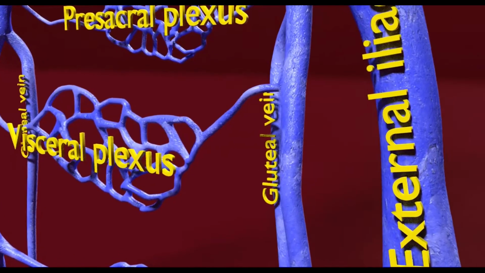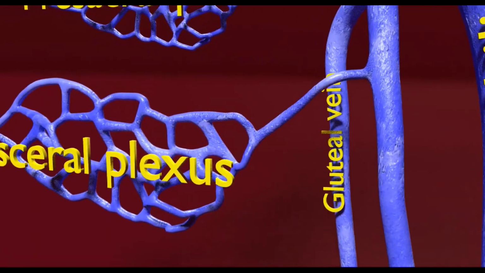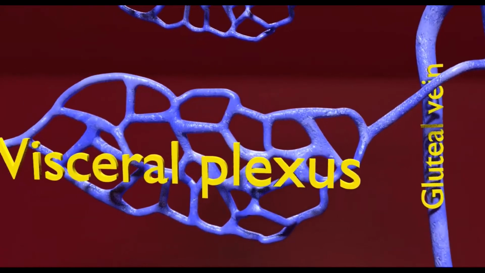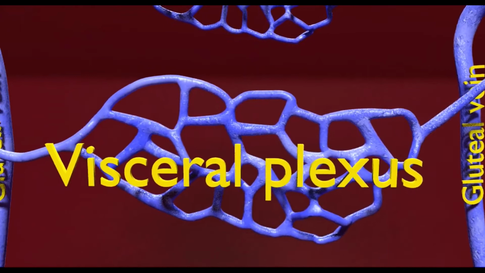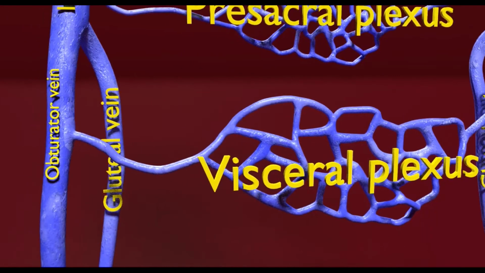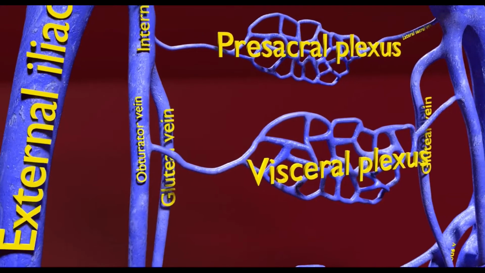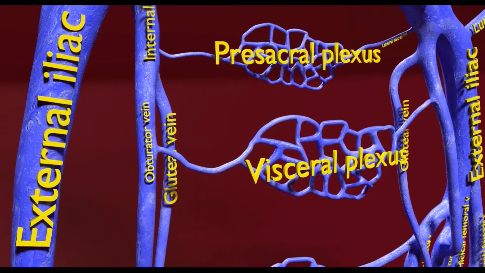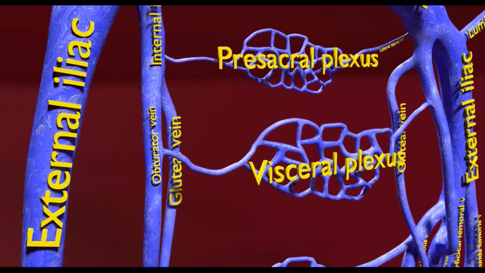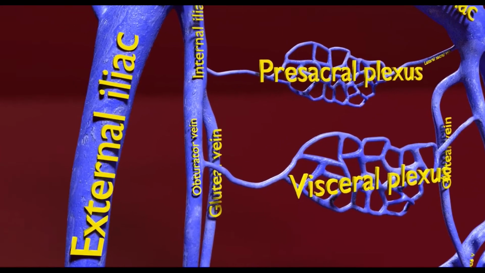Inferior gluteal veins begin on the upper part of the thigh and they enter the pelvis through the lower part of the greater sciatic foramen and join to form a single stem that opens into the lowest part of the internal iliac vein. Now you can see the second plexus, which is the visceral plexus, which drains into the obturator vein, followed by internal iliac vein and finally the common iliac vein.